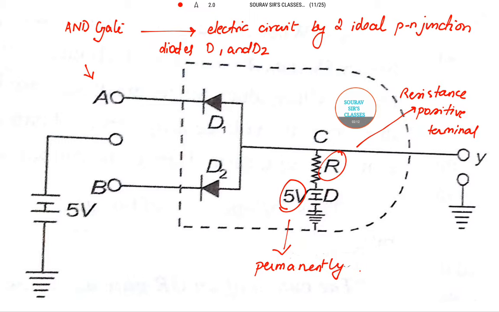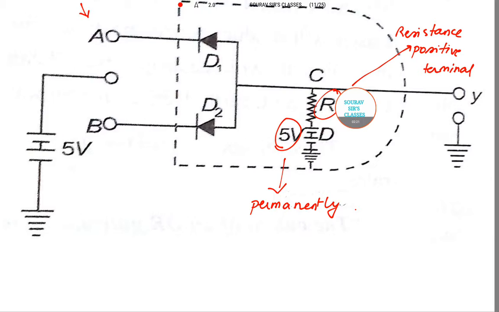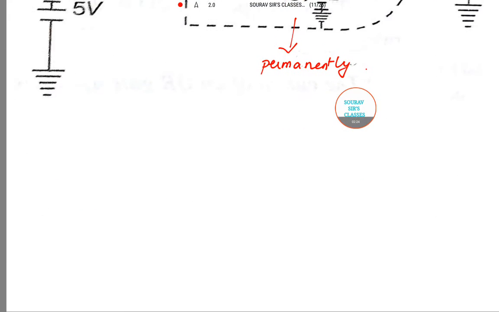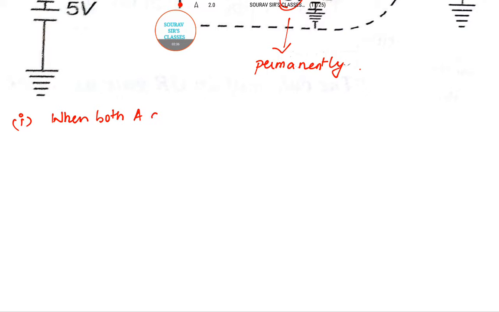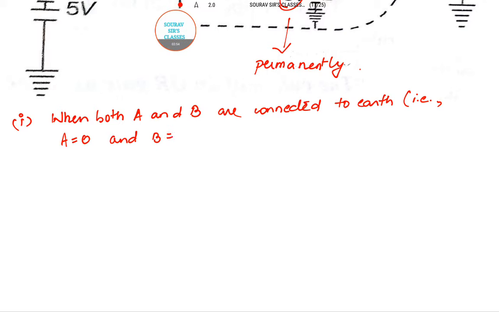Now the operation of the AND gate can be understood by the four subcases that I'll talk about. So let us talk about them one by one. So the first case is when both A and B are connected to earth. That is, A equals 0 and B also equals 0.